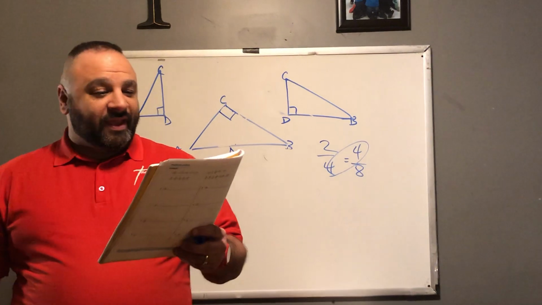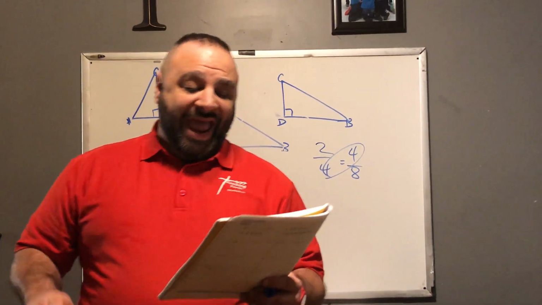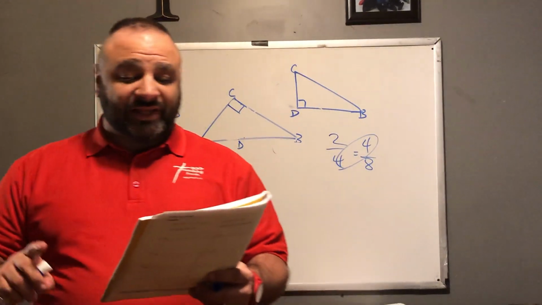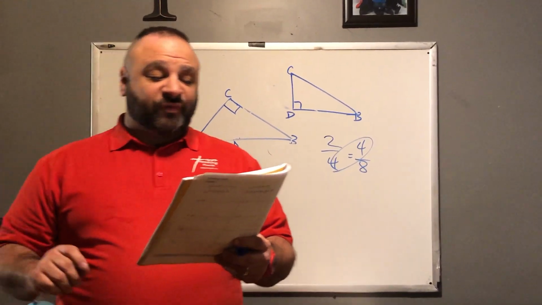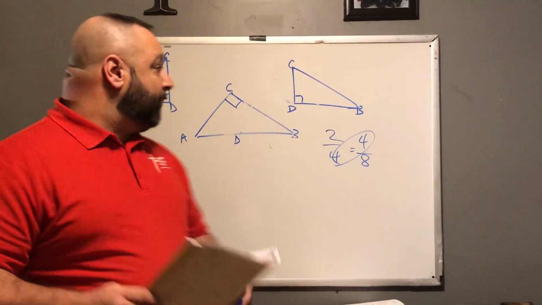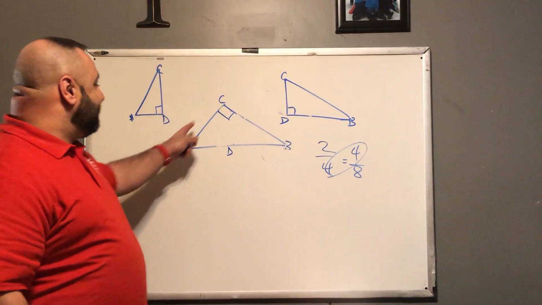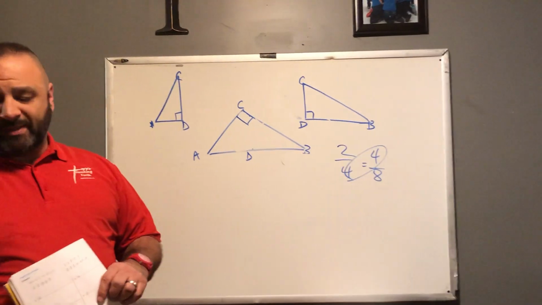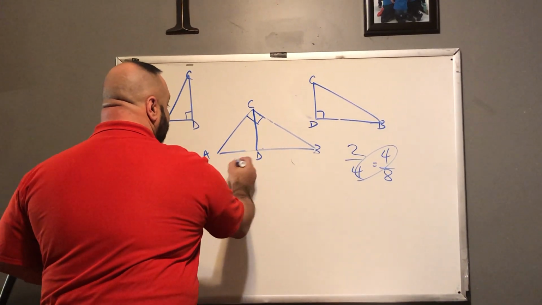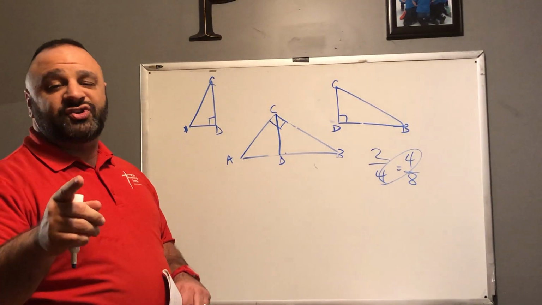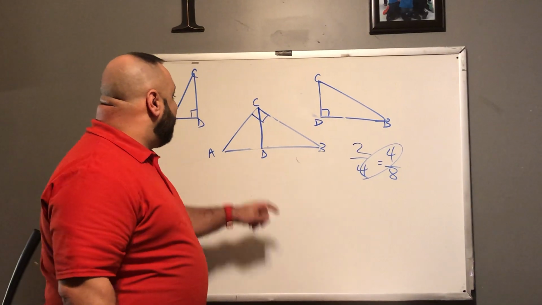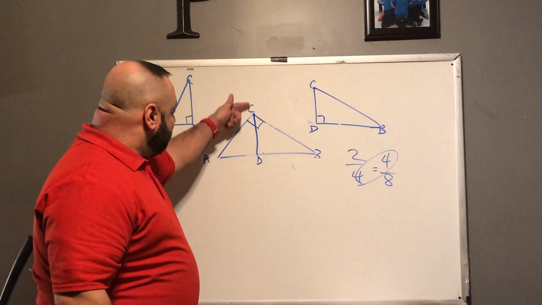Let's get started here. 3 similar right triangles are formed when an altitude is drawn from the right angle to the hypotenuse. Since the altitude is perpendicular to the hypotenuse, the altitudes form the right angles for 2 of the similar triangles. If you look up on the board here, we have a right triangle ACB. Once I draw the altitude, it's perpendicular to the hypotenuse. Now remember, the hypotenuse is opposite of the right angle. So AB is the hypotenuse, right? And so CD is the altitude.